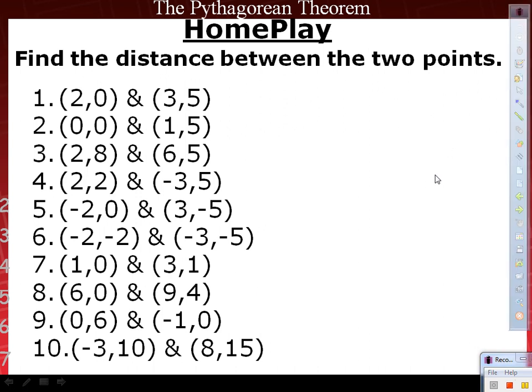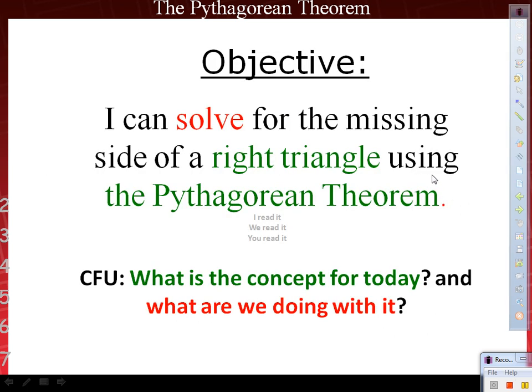But let's get started. On your Cornell Notes, copy the objective, please, bottom left. It says, I can solve for the missing side of a right triangle using the Pythagorean Theorem. Let's read together. 1, 2, 3. I can solve for the missing side of a right triangle using the Pythagorean Theorem.